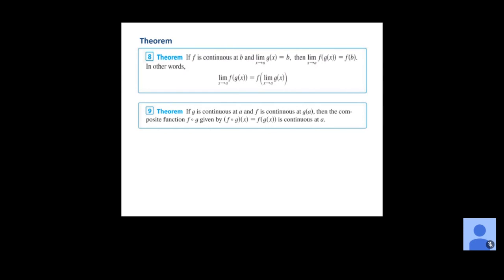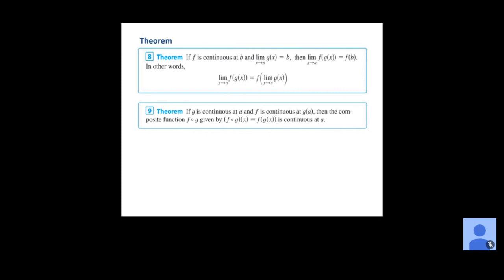Now this is all assuming, right, that f is continuous and that the limit actually exists for g of x at that value, right? So both of those things have to be true to be able to do this. Now, the second part down here says that if g is continuous at a, and if f is continuous at g of a, then the composite function f of g is continuous at a.